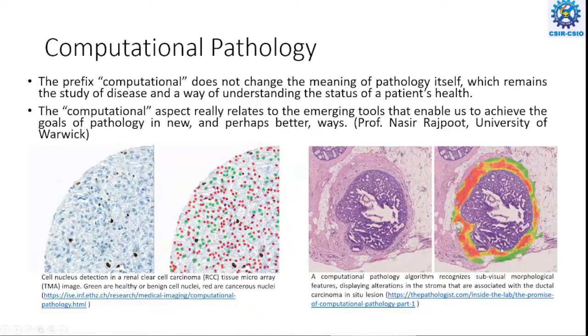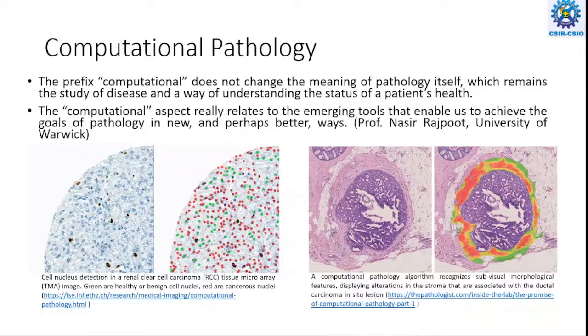On the other half, the computational pathology algorithm recognizes sub-visual morphological features and displays alterations in the stroma that are associated with a ductal carcinoma in situ lesion. Here also it is showing a stage of cancer, where this automated approach is labeling different regions and assisting the pathologist to give a decision.